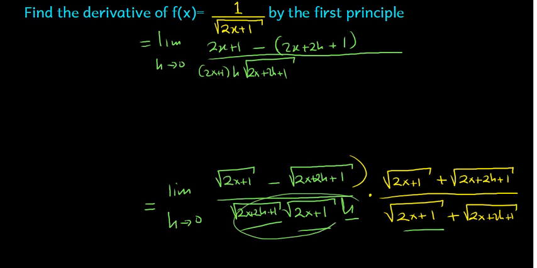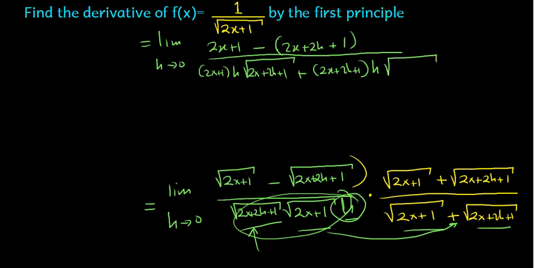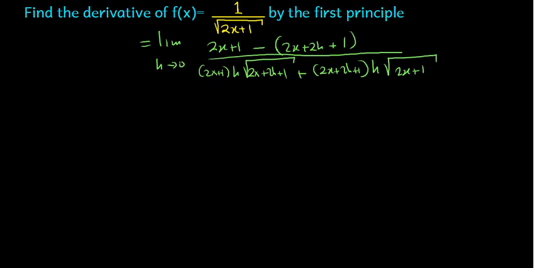Again, if we get this term multiplied by this term, we can see that this is the same as this. So those are going to just give us 2x plus 2h plus 1, because the root is going to cancel. And then we have got h, and then the other one remains, that is the 2x plus 1. Okay, like that. Now from here we can simplify.